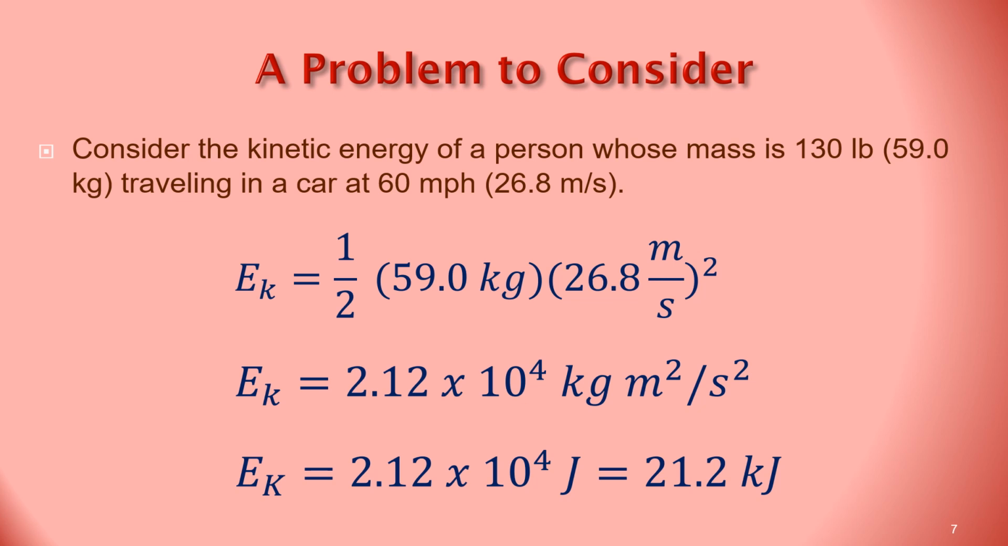So the energy is 1/2 m, in kilograms, times velocity squared, so 26.8 meters per second squared. Notice that when you multiply that out, you get the units kilograms meters squared per second squared, which is the same as a joule. So 2.12 times 10 to the 4th joules, or 21.2 kilojoules. This is a simple calculation, most likely not something you'll have to do, but just keep that in mind.